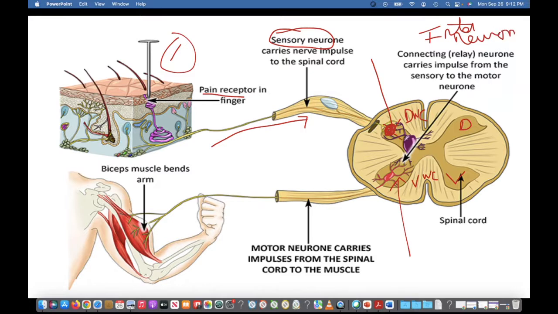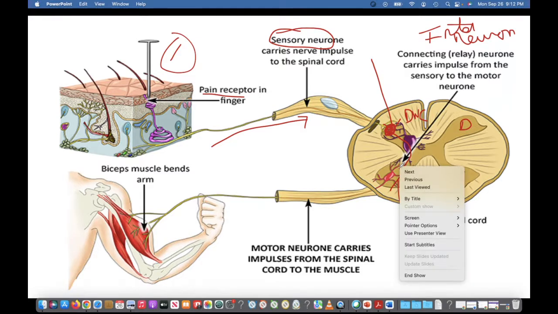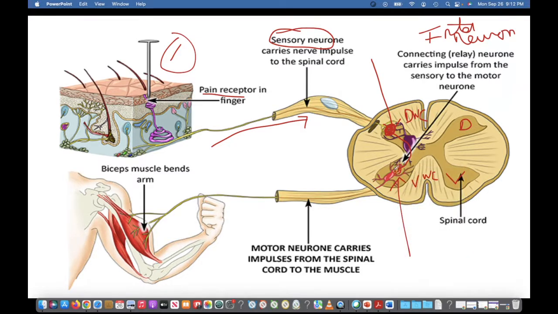So what we have going from here to here, this bridge here, this is an interneuron or an association neuron. And all it's doing is taking that sensory input and relaying it to the motor neuron. So sensory input comes in, relays it in the gray matter to the interneuron, sends the information out to a motor neuron. The motor neuron goes to the muscle, makes it contract or pull away from the painful stimulus.